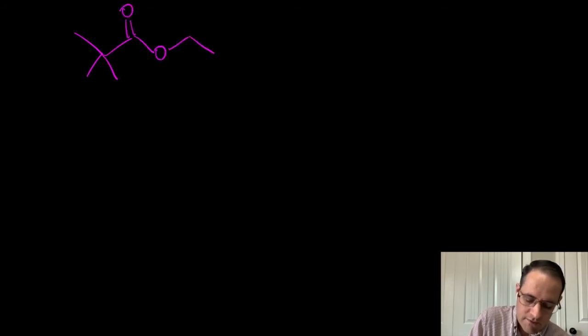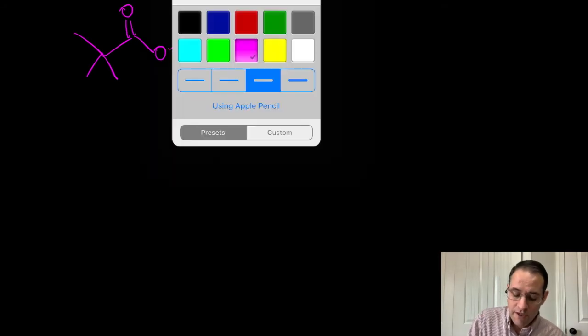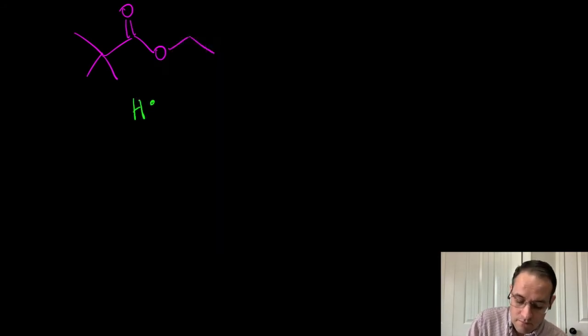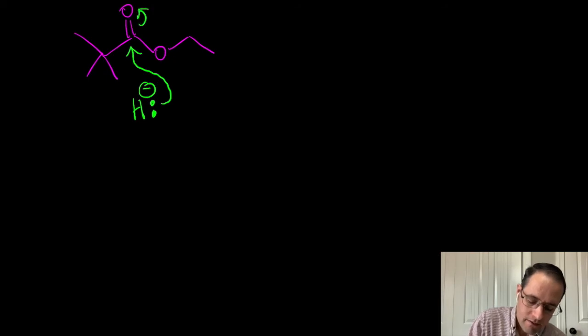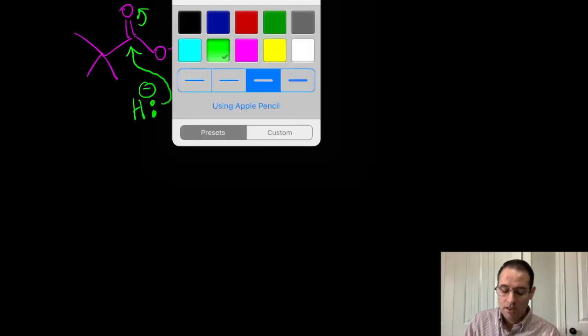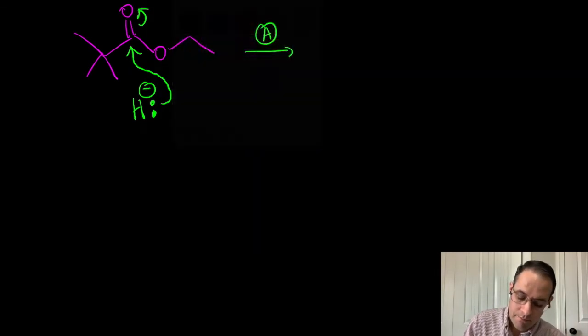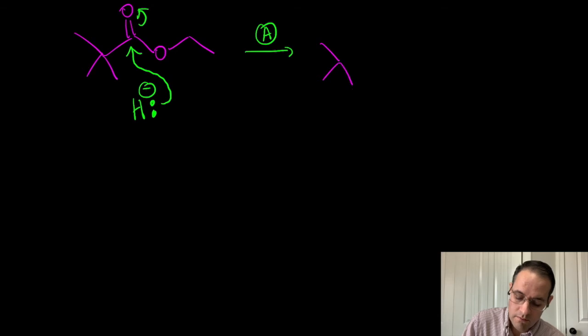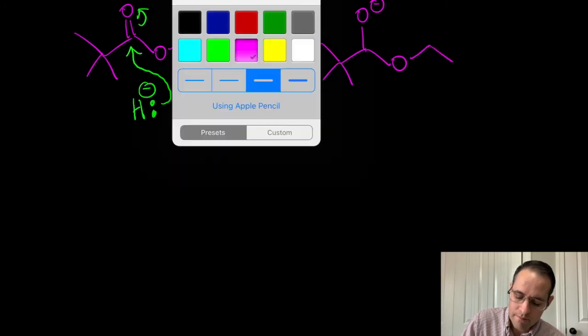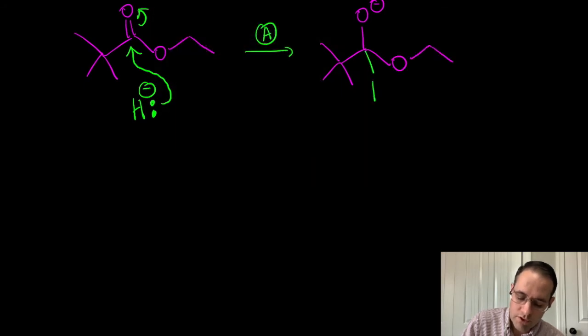for the reaction of esters with hydride. So when you have hydride, we're just going to use H-, okay? And we're going to attack the carbonyl carbon of our ester. And I'll draw it in green there.